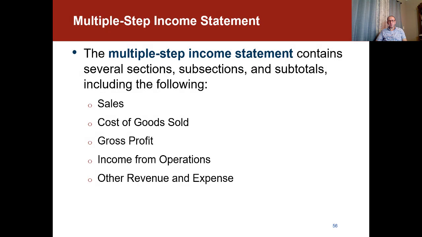Now I want to talk about income statements. In this chapter, we're going to see two types of income statements. The two types here are just two different presentations that would lead to the same values.